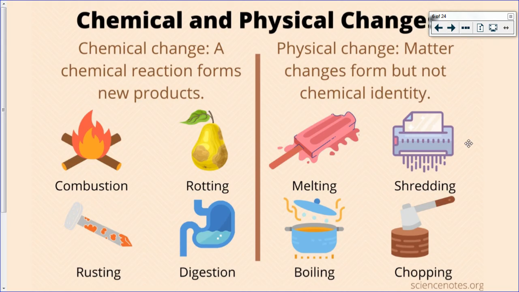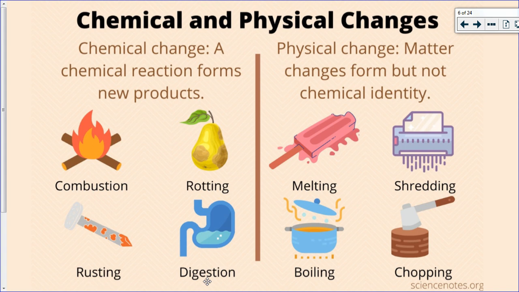On to today's lesson then. Over the next couple of weeks we're going to be learning about chemical and physical changes. So just briefly, a chemical change is a chemical reaction which forms a new product. So things like combustion, rotting, rusting, digestion. They all form a new substance.